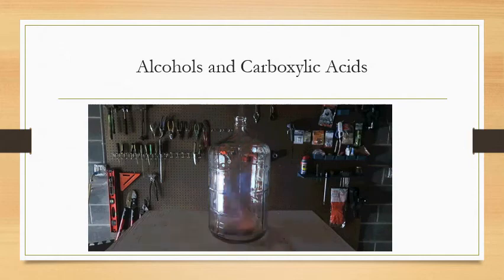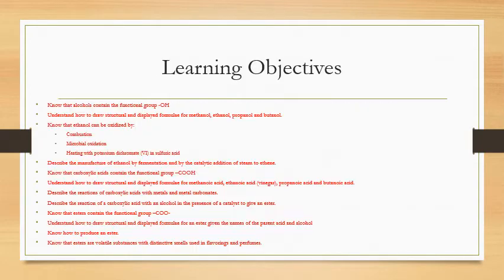So welcome to the next topic, alcohols and carboxylic acids, and we'll also have a little look at a derivative of carboxylic acids called esters later in the topic. So these are the learning objectives for the lesson. We're basically going to go through three different organic groups, alcohols, acids, and esters, which are all kind of interlinked to each other anyway.